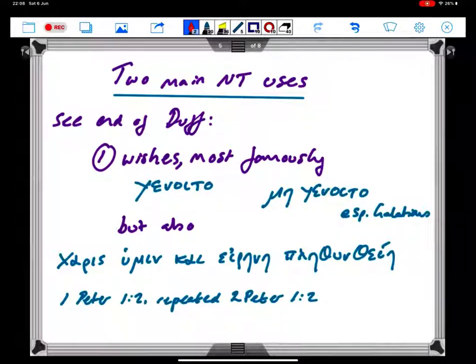The two most common ones are wishes. Most famously, this comes up in genoito, me genoito. You've got 68 optatives, I think it is. I will double check again in the New Testament in general. So you're going to come across one roughly every 5 chapters. So they're not infrequent, but they are bunched. And if you look at genoito in particular, you're going to see lots of examples in Galatians.